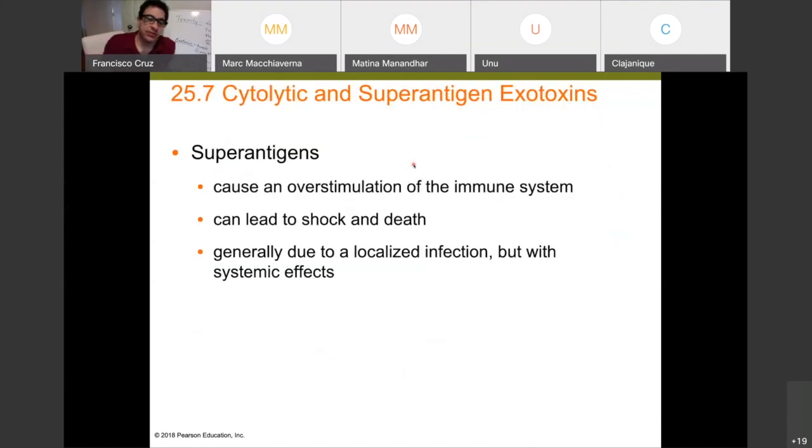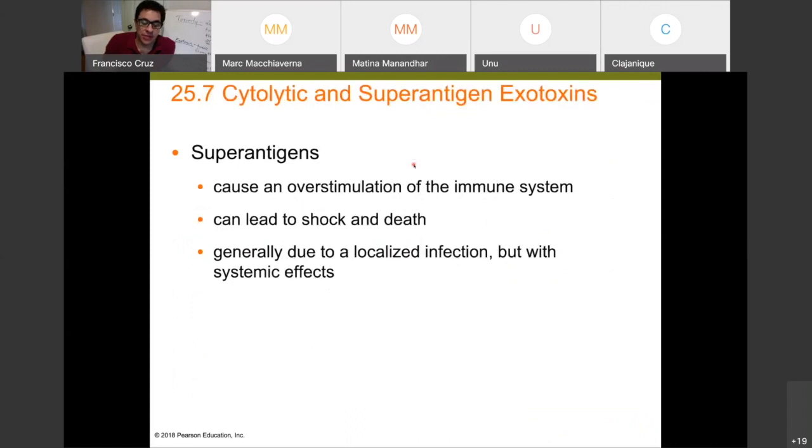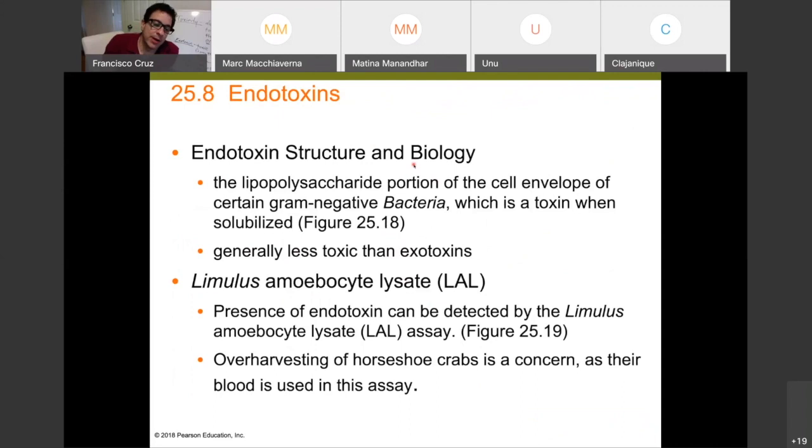Superantigens cause overstimulation of the immune system and lead to shock and death, sepsis, generally due to localized infection but with systemic effects. So this is more about how your immune system responds to them.